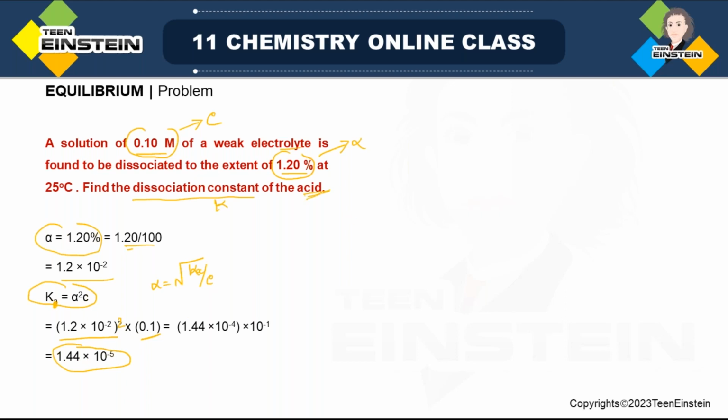Okay, here acid is mentioned, fine, so we can write Ka. So this is the value we are finally getting. Here alpha and C, these two are given, but the value of the dissociation constant is not known, which we have to find in this problem.